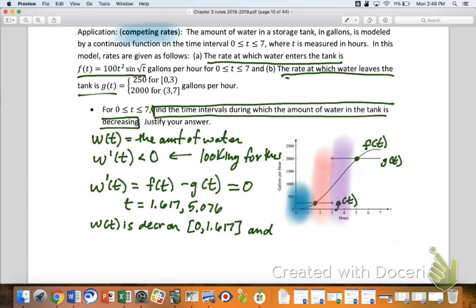So on the interval from 0 to 1.617 and from 3 to 5.076, what about that last one? You guys see how f is bigger than g? So that's going to be where the net rate is positive. So we're done with our intervals. So W is decreasing on those intervals because W prime is what? Negative on those intervals. Is that a sufficient justification?